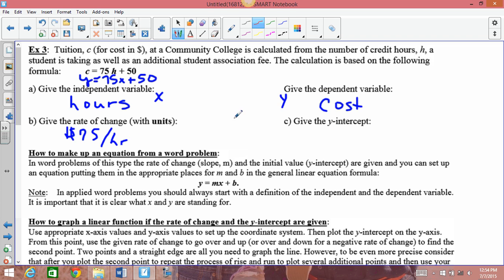I want the y-intercept. The y-intercept is just that lone number sitting out there. In our case here, $50. So that automatically, they've got a student association fee and technology fees and stuff like that. So that would be a base fee that every student had to pay.